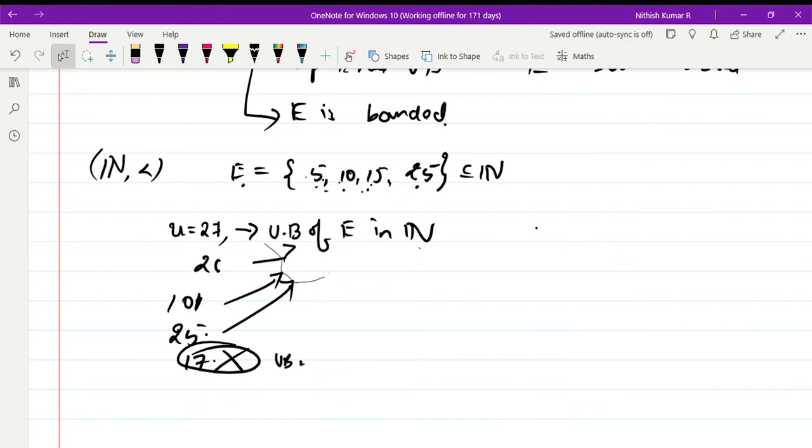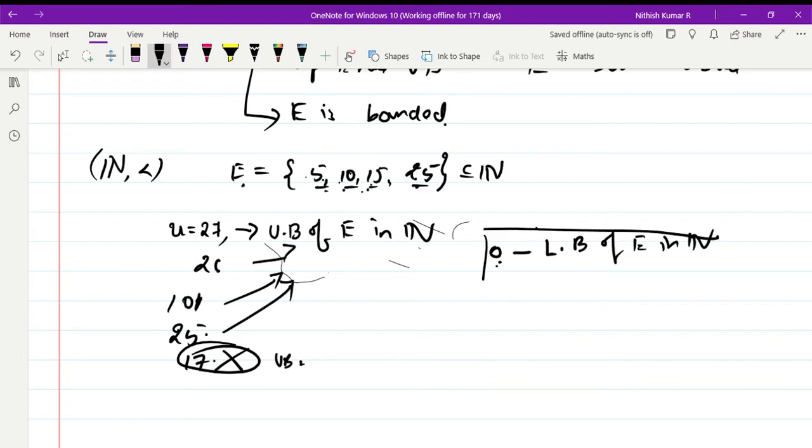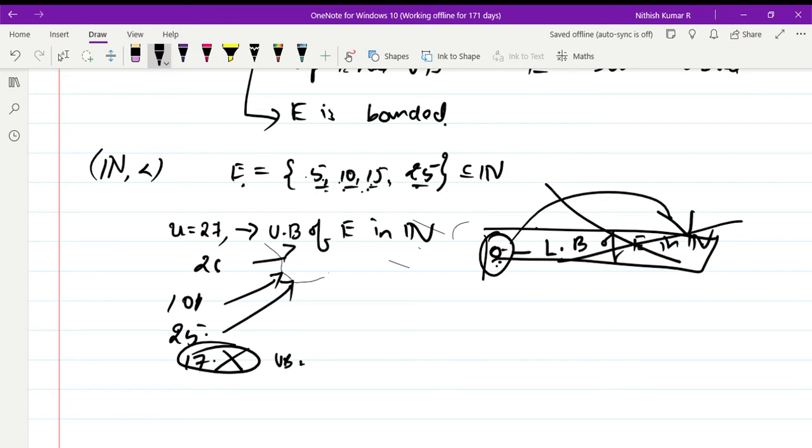Now check with 0. This 0 is less than or equal to 5, 10, 15, 25. That means this 0 is less than every element of E. Therefore this 0 is a lower bound of E in N. But we know that this is a wrong statement. An element must be an element of N, but 0 is not an element of N. Therefore this is wrong.